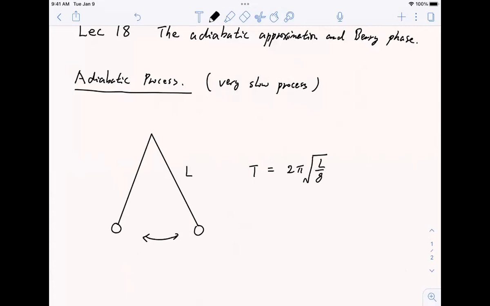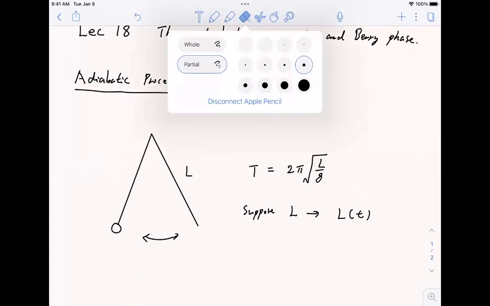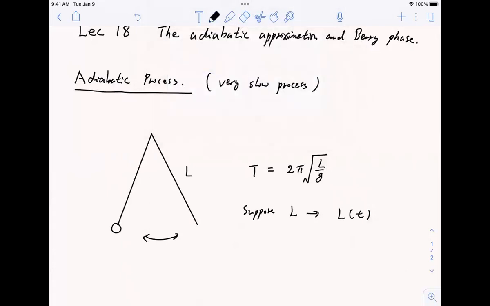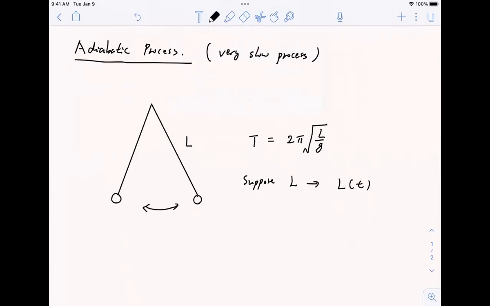Suppose now I can change the length of this pendulum. Suppose L becomes L as a function of t. That means when the pendulum is oscillating, you actually let the length change, making it slightly shorter. What is the dynamics of the system?